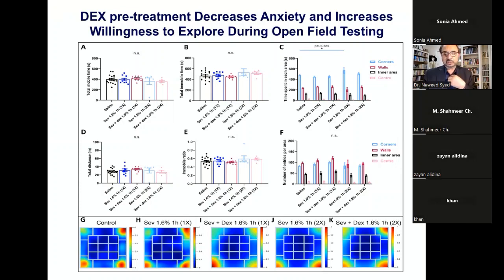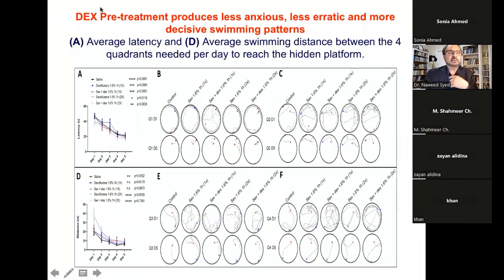1.6% sevoflurane twice. Those animals were not very exploratory, and they were not willing to explore in an open field testing environment. So this is really something interesting. And then, in the last couple of slides, we know that dex pre-treatment also produces less anxious, less erratic, and more decisive swimming patterns. So dexmedetomidine also mitigated the anxiousness, the erratic behavior of these animals, and the indecisive swimming patterns, once they were pre-treated with dexmedetomidine.